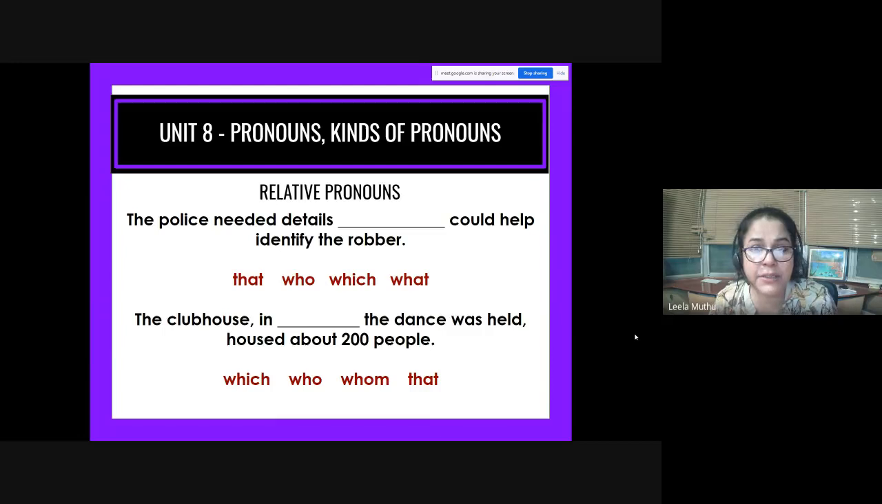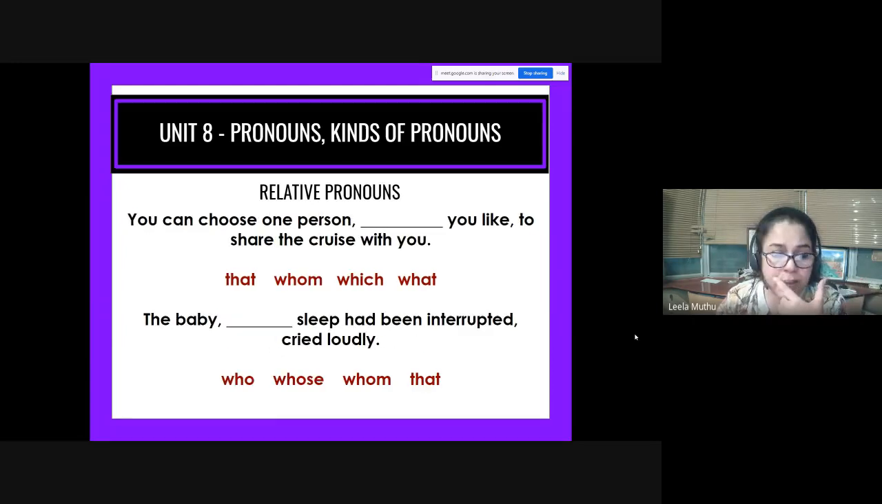The clubhouse, we cannot say in that the dance was held. We have to say the clubhouse in which the dance was held housed about 200 people. So if you guessed that and if you knew that, that is the correct answer. You can choose one person.